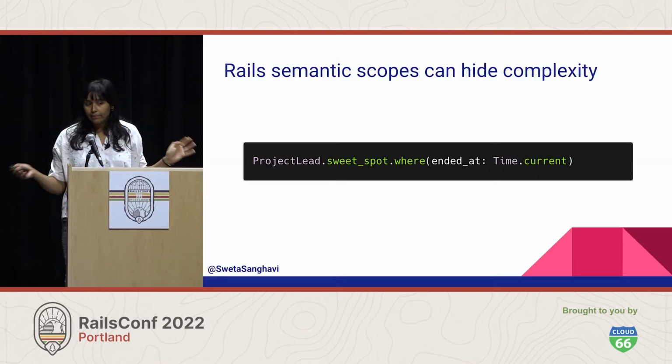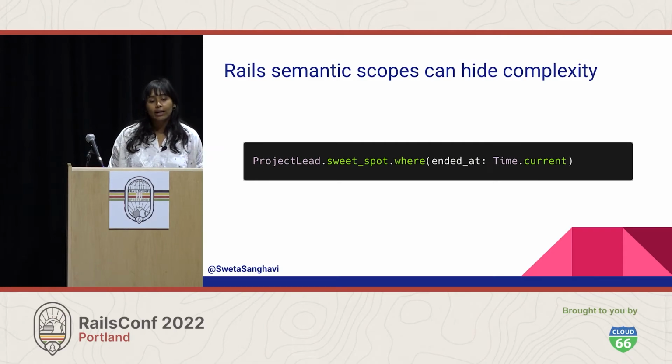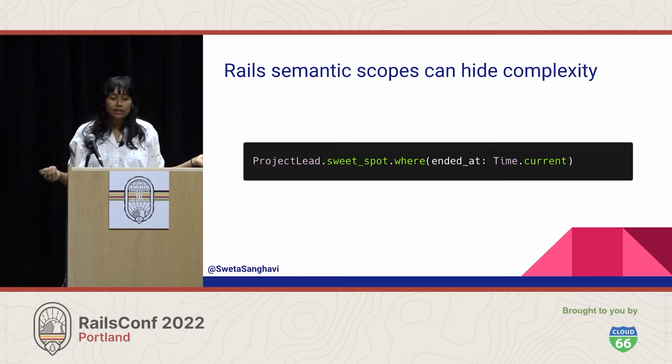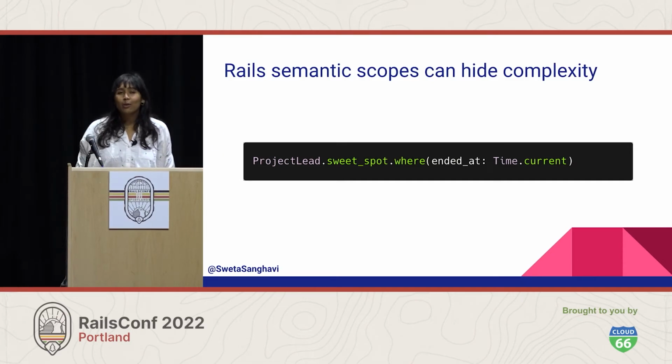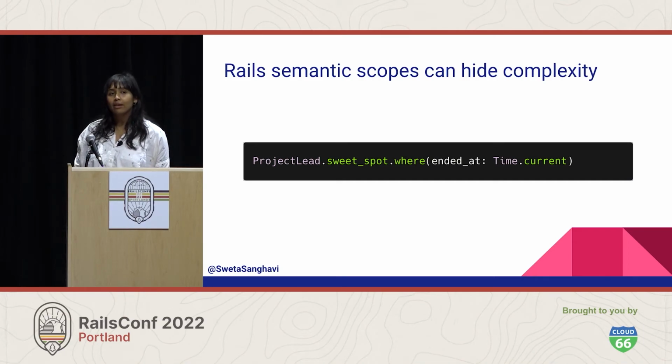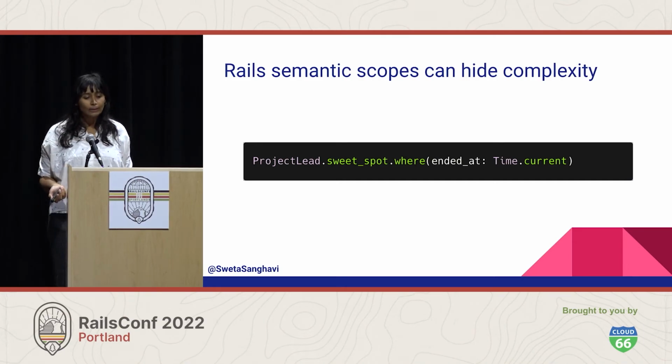One feature and bug of Rails and Active Record is that scopes can hide a lot of complexity. You might look at your code and see something like project lead.sweetspot with a where query and not actually know what's going on in that sweet spot method, and it could be easy to overlook.